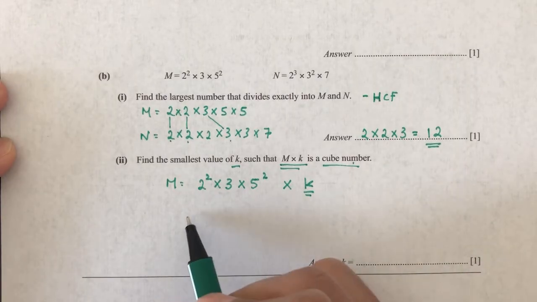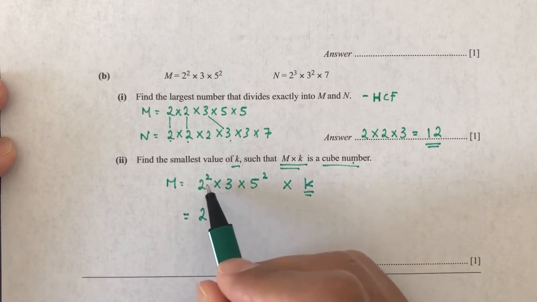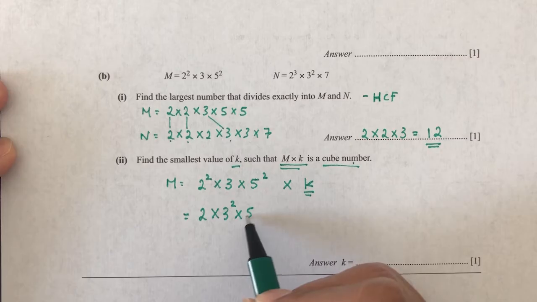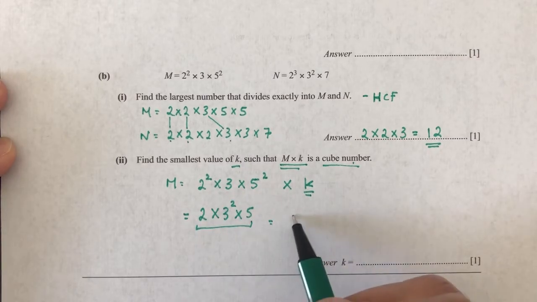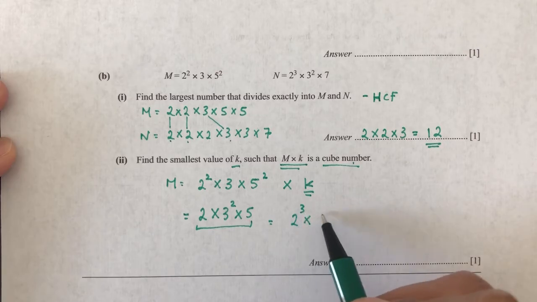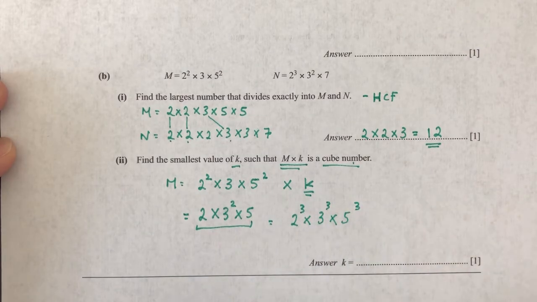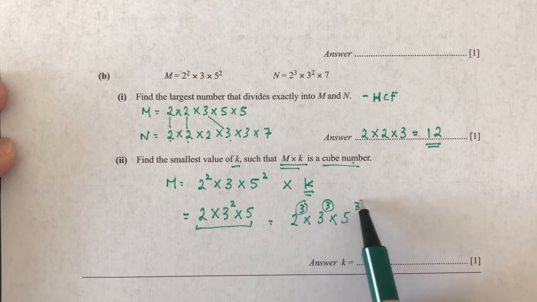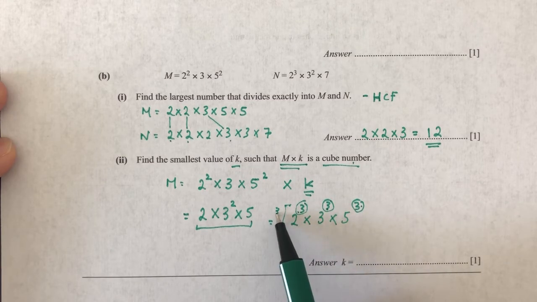So I can see I will need to multiply 2, multiply by 3 square and 5. Why? If I multiply this number by this, I will have 2 power 3 times 3 power 3 times 5 power 3. So that's the only way I can make this become a cube, right? In this case, you see every power is divisible by 3. So thus, it will be a cube number.